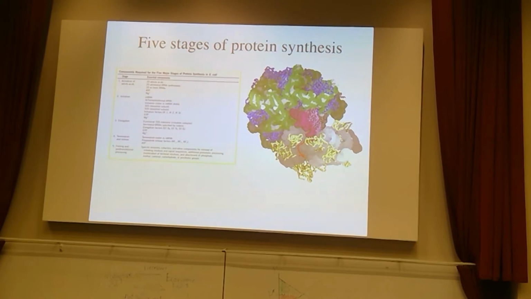All right, so once again, as we think about what happens in this beautiful piece of machinery, we're going to think about these 5 different steps. We've already covered activation of the amino acids and conjugation of the amino acids onto the tRNAs. Now we're going to think about today initiation, elongation, termination, and release of the polypeptide synthesized on the ribosome. And the last step that's shown here is folding and post-translational processing.